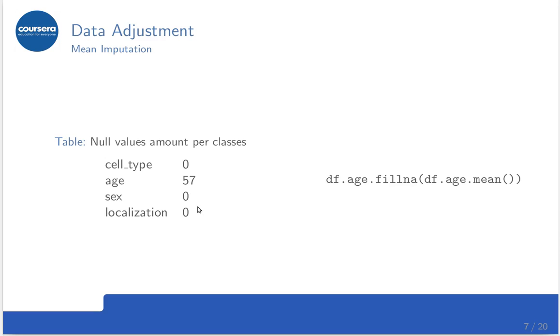And the dataset has 57 examples with null age values, and to resolve this I made an imputation using the mean of the dataset.